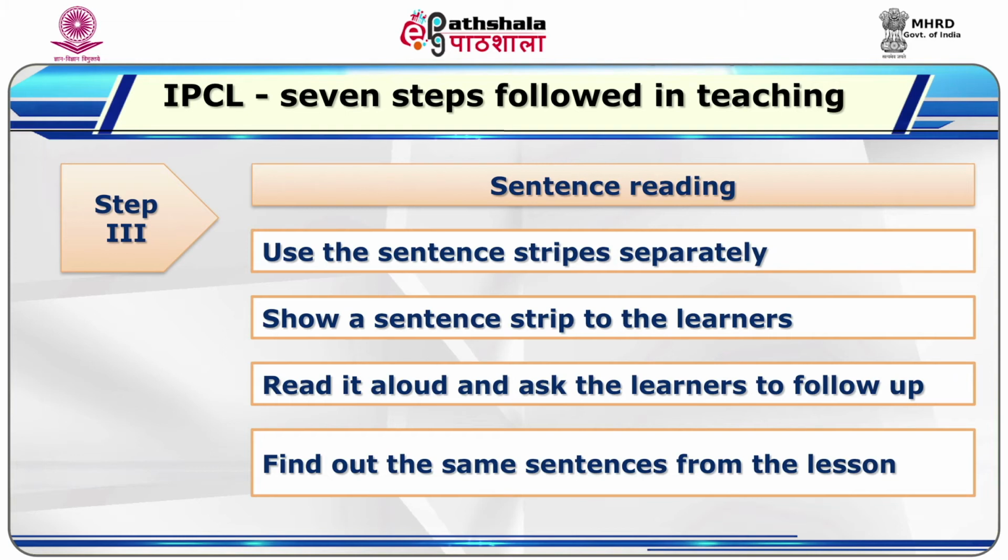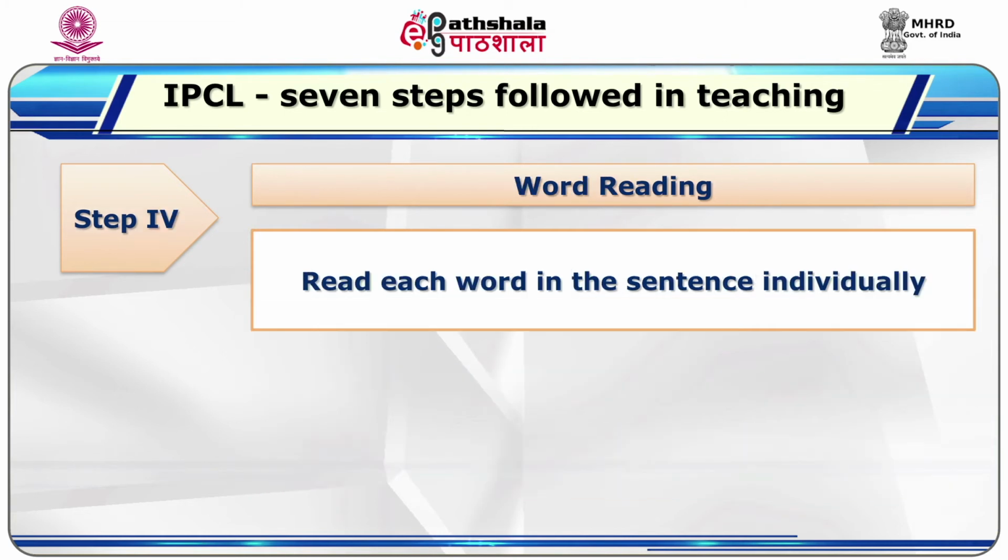The teacher uses sentence strips which are separately prepared for sentence reading. He shows a sentence strip to the learners. He reads it loudly and asks the learners to follow him. After doing the reading of sentence strips 3 to 4 times, he asks them to find out the same sentence from the lesson. This is followed by step 4, that is word reading.